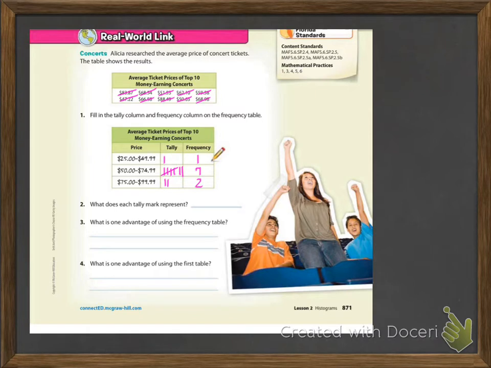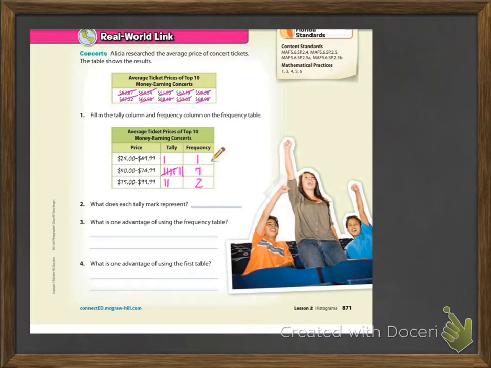All right, so you can see what I did here is I did my tally marks. Now my frequency is how many. So you can see that I went ahead and used actual numbers in the frequency part. Prices between $25 and $49.99 was 1. The number of concert tickets between $50 and $74.99 were 7. And the number of concert tickets between $75 and $99.99 were 2.